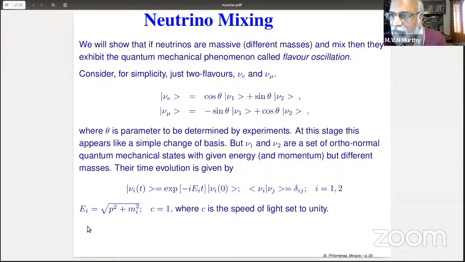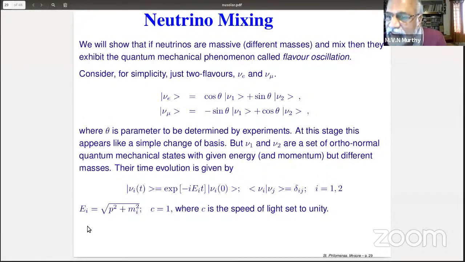Now, there may be many flavors of neutrinos. In the standard model, we have 3 flavors. These are called 3 active flavors of neutrinos. And it's very complicated to involve all of them at the same time. I'll come to that a little later. So for simplicity, what we should do is just consider 2 flavors. Assume there are only 2 flavors. Let us call them nu e and nu mu.